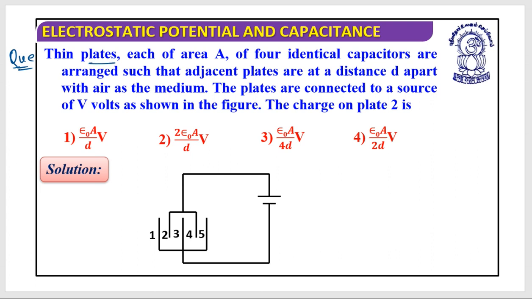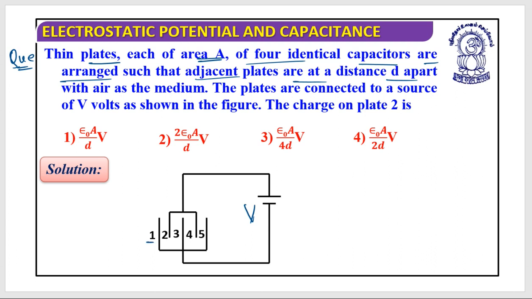These are thin plates, each of area A, of 4 identical capacitors arranged such that the adjacent plates are at a distance d apart with air as the medium. The plates are connected to a source of V volt. This is a battery of V volt as shown in the figure. The charge on plate number 2 is, yes, they want the charge on plate number 2. How can you do this? Can it be done?